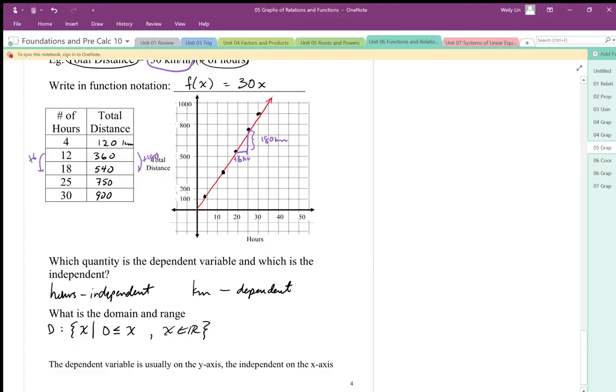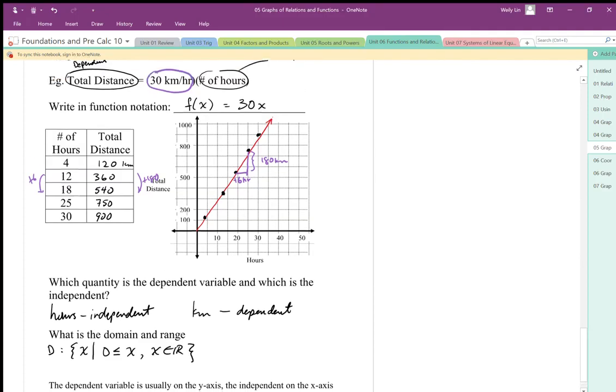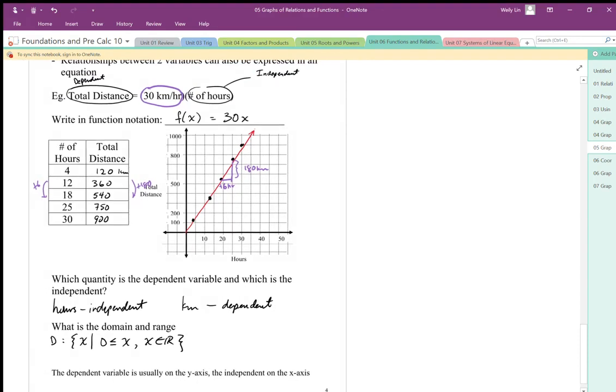If we had a context to this problem, say they traveled for 50 hours, then we would cut it off at 50 hours. But in this case, we have no indication that this ends, so we're just going to say that x is continuous to infinity. Given more context to the problem, we may change that. But since it's not given, we'll just say it's going to go to infinity.